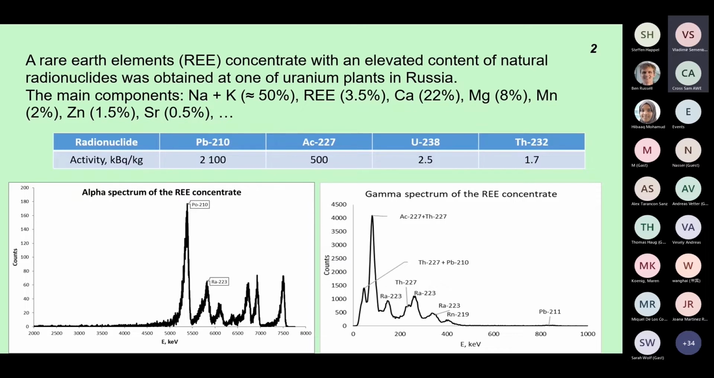So I was given the opportunity to get some polonium from this solution. Here are two spectra, the alpha spectrum and gamma spectrum of this concentrate. It has much polonium, also much actinium-227, and some uranium and thorium. Okay, the next slide, please.